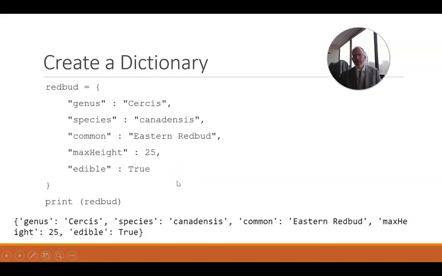So here's an example that I'm going to set up shortly where I have a dictionary called Redbud, and after that I have a list of attributes for any kind of plant, but in this case I'm giving them values that correspond to Redbud. So genus is Cercis, species Canadensis, common eastern redbud, max height 25, edible is true, and then we simply take a look at the results.